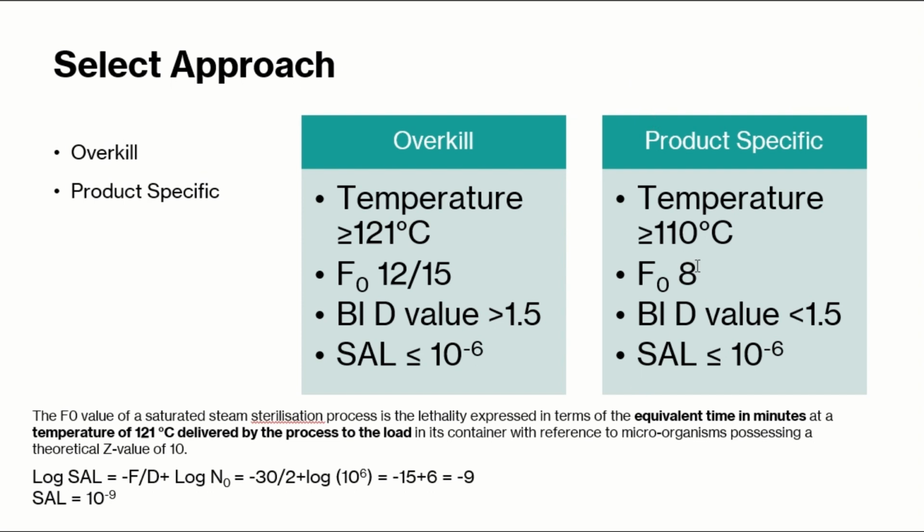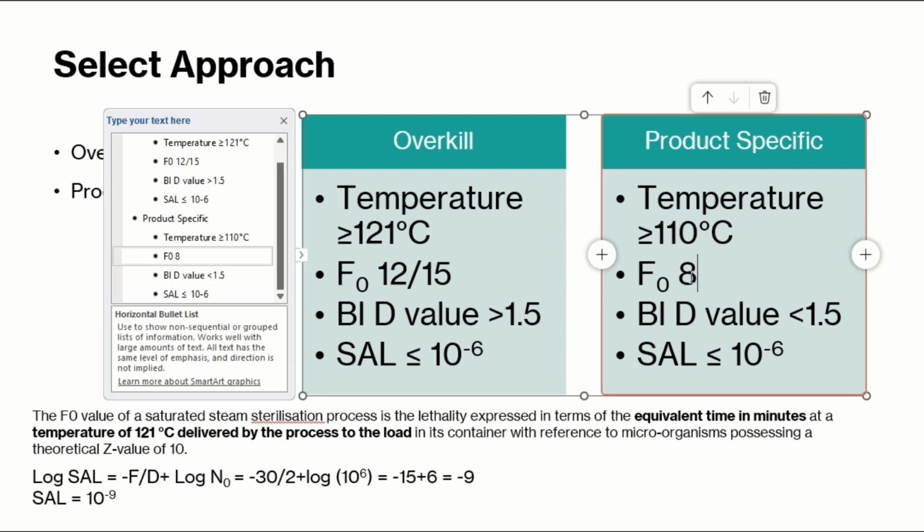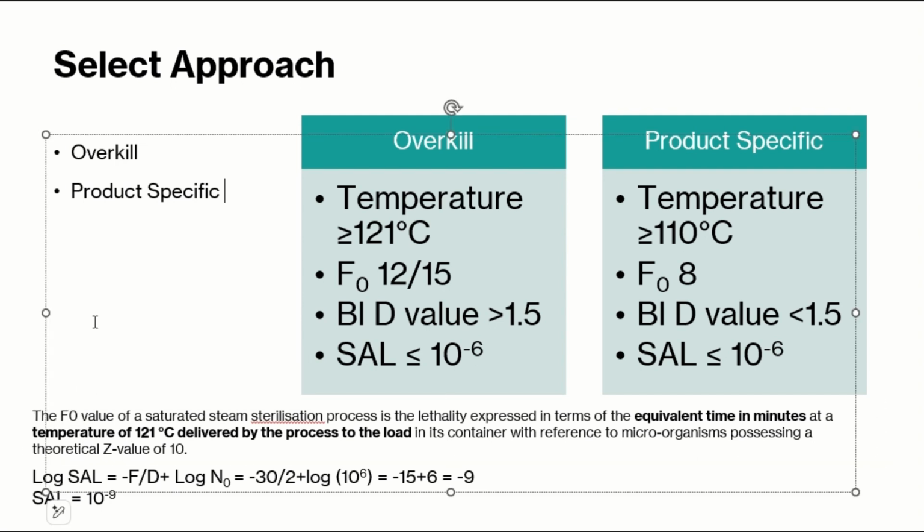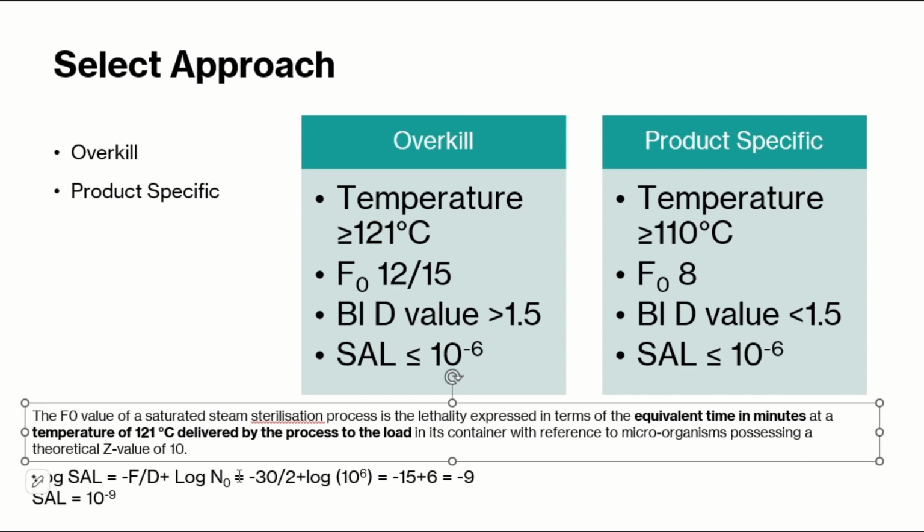But as I mentioned, it's not really a hard requirement for the product specific approach, because product specific always brings the requirement from your product, from your in-house bioburden. So then this is a bit of calculations of the SAL and F0. I will not explain the F0 here. As you know, it's a quite common definition. It's the equivalent time in minutes at a reference temperature of 121 delivered by the process to the lot.